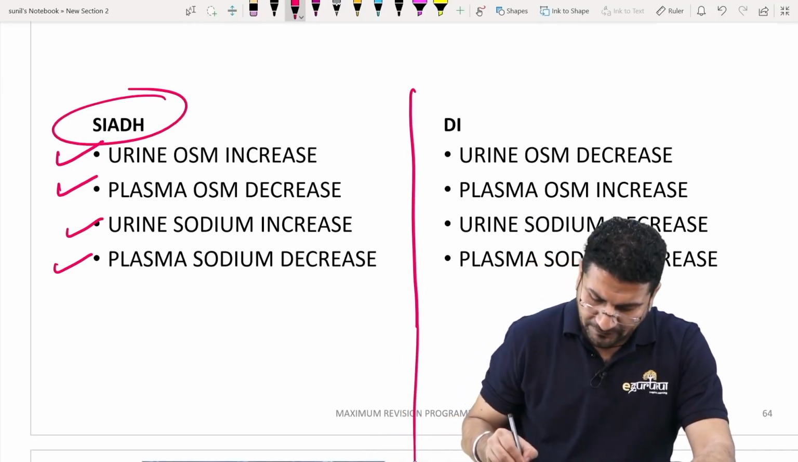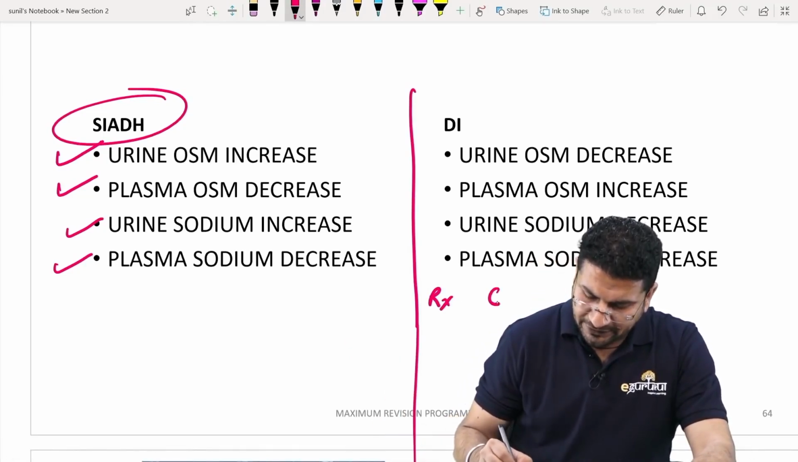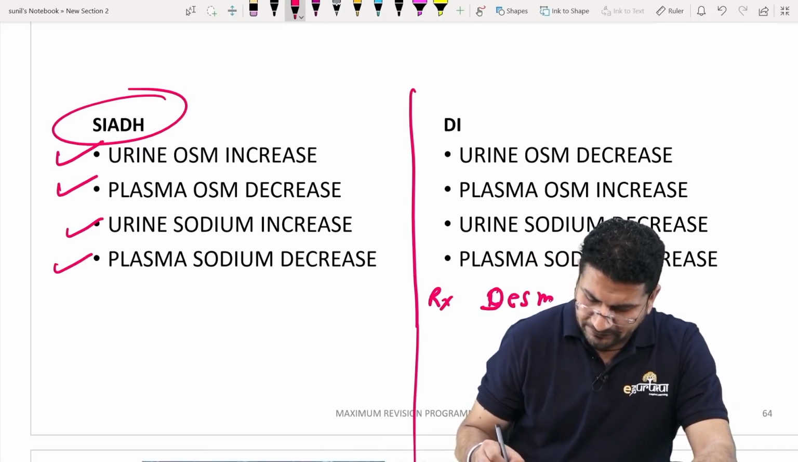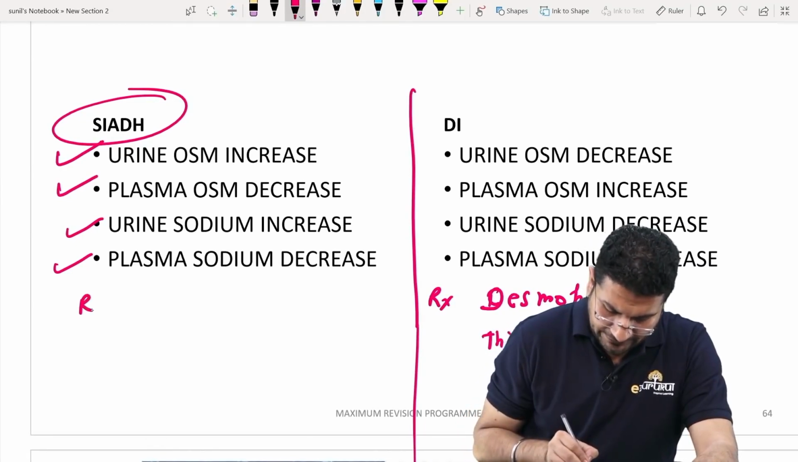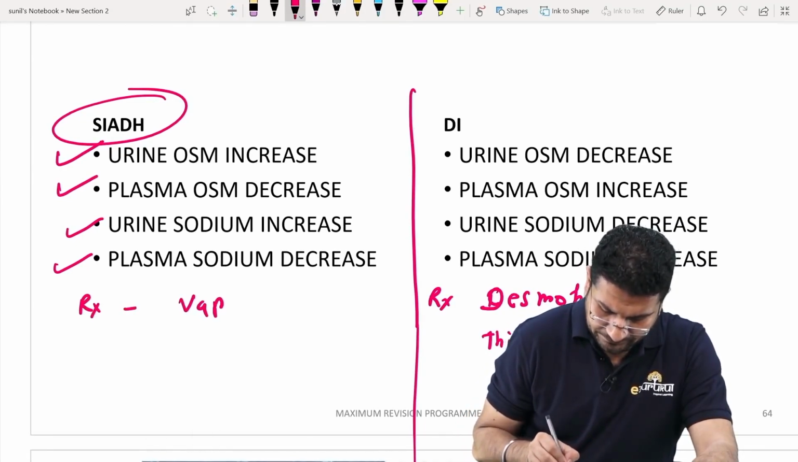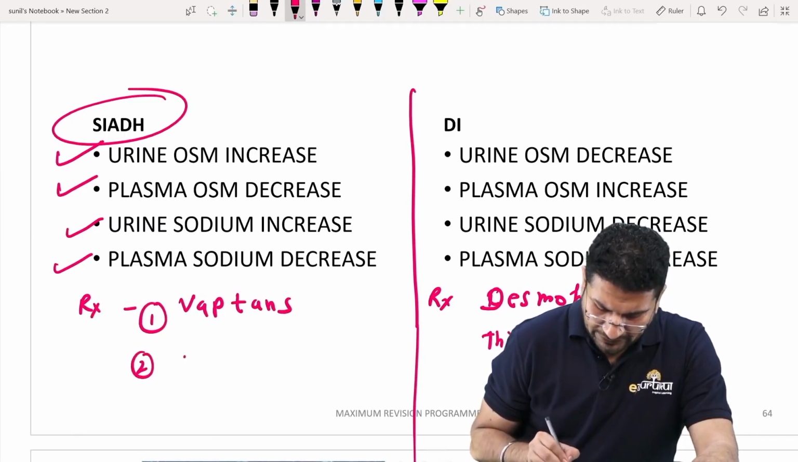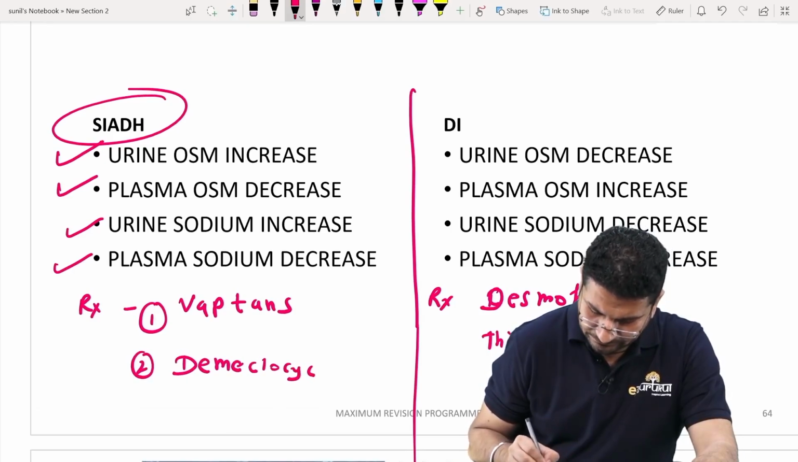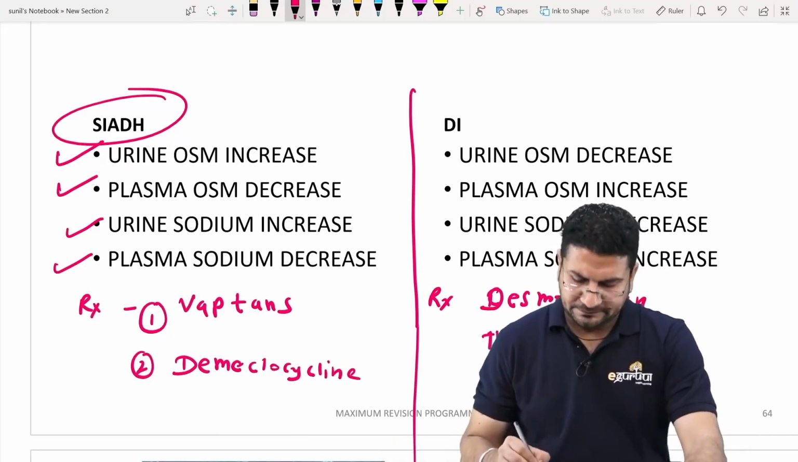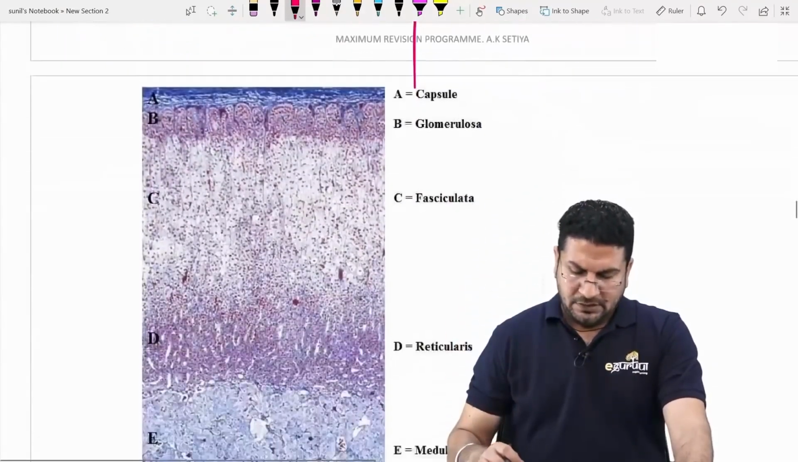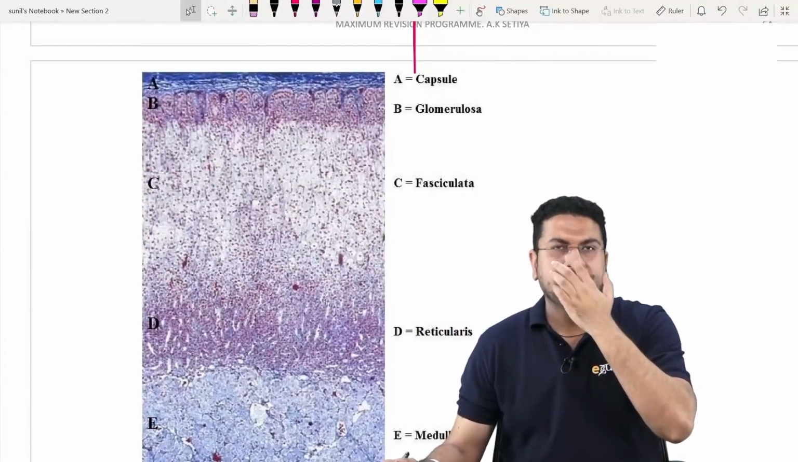Just I want to add the treatment of choice. I told you here we have a drug called desmopressin, or in case of nephrogenic, we give thiazide. And for the treatment of SIADH, we give Vaptans: Conivaptan, Tolvaptan. In older MCQs, sometimes they mention a word called demeclocycline. Sometimes they overlap medicine with physiology.